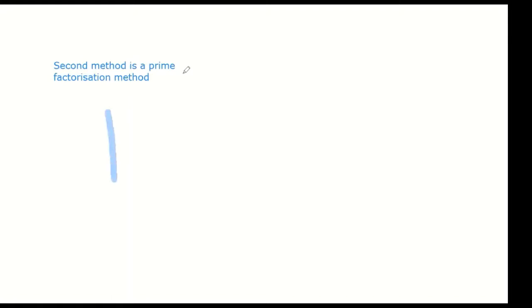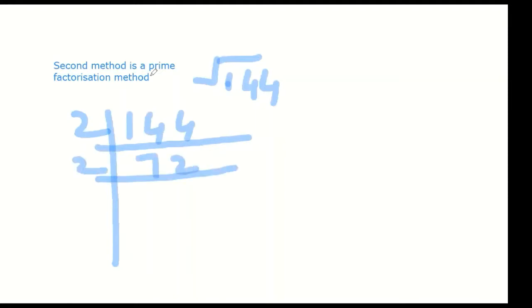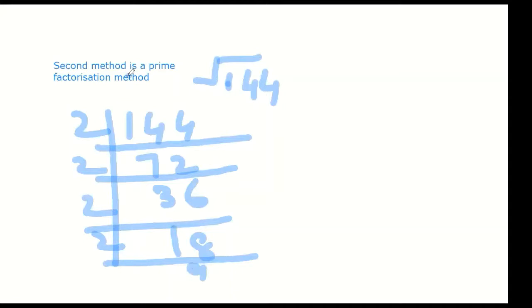If I have to find the square root of 144, I write 144. I divide by 2, I get 72. I get 36. I get 18. I get 9. I get 3. And the last is 3.